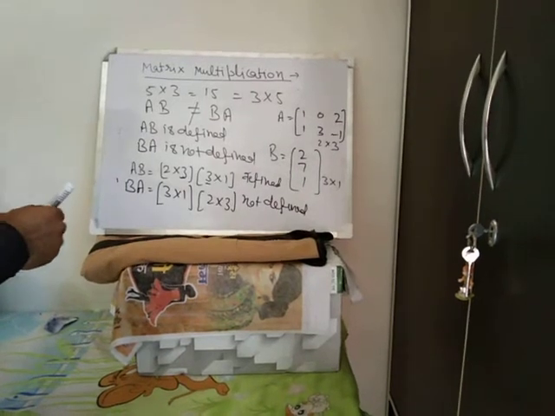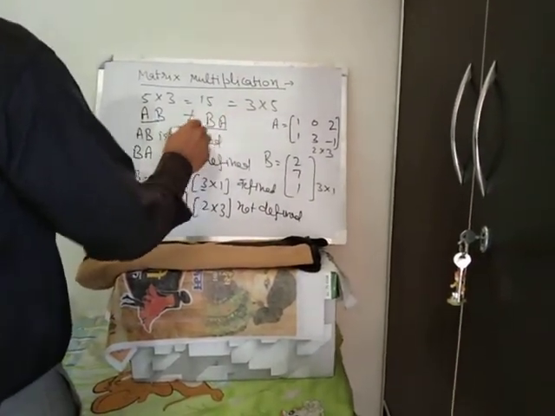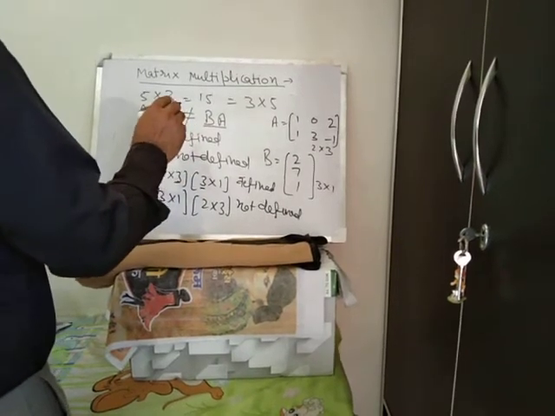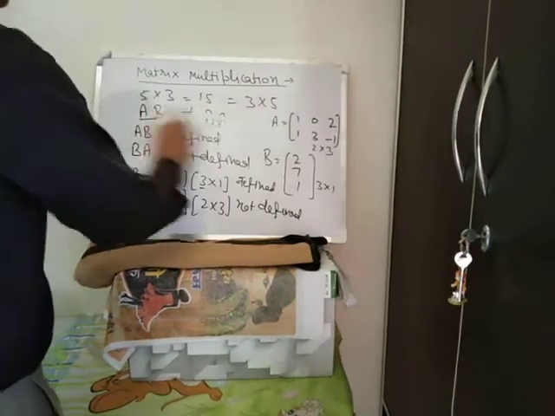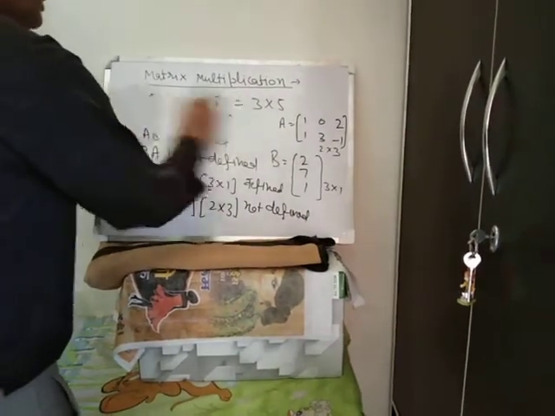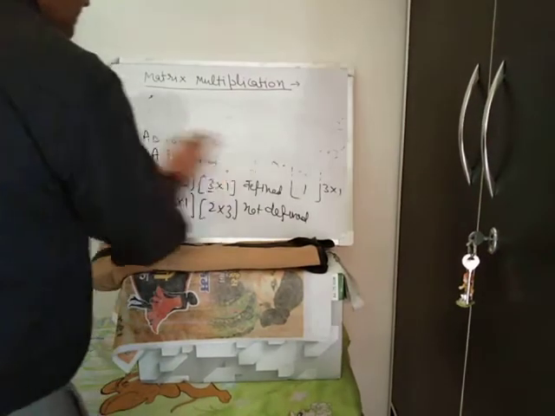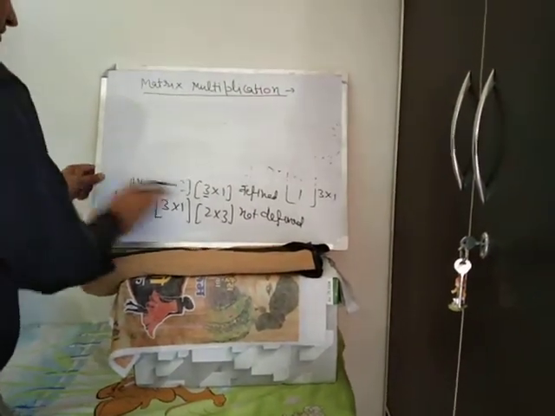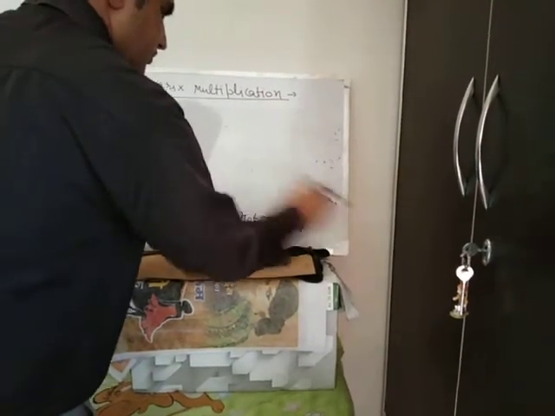Commutative rule: matrix product is not commutative. The commutative law is not allowed here. This is the only violation of the commutative law in the case of the matrix product. So students, try to solve some numericals.